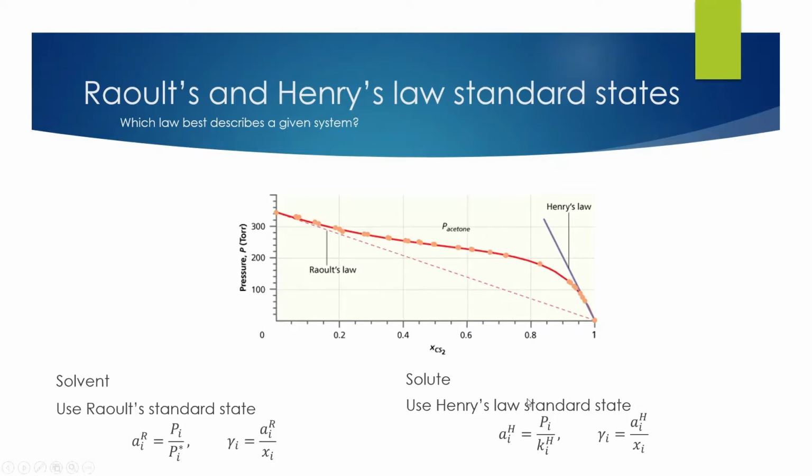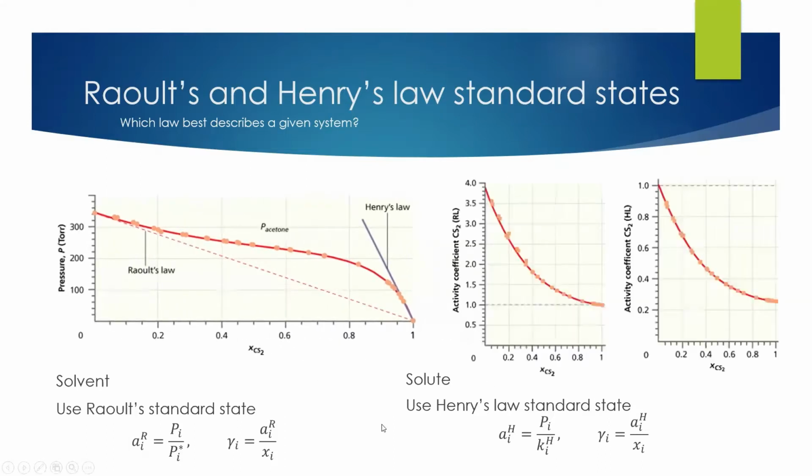So what does this look like? Here we can see the activity coefficient for our carbon disulfide according to Raoult's law and according to Henry's law. The activity coefficient is gamma here. We want the activity coefficient for Raoult's law to approach 1 as we get to 1 mole fraction of carbon disulfide, and we can see that it does. But if we were to try to apply the Raoult's law standard state, once we get to a mole fraction of 0, our activity coefficient is like 4. It's way off and it's acting nothing like it should.